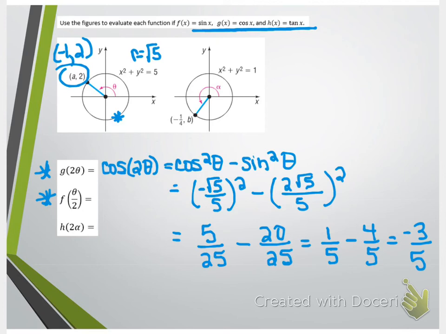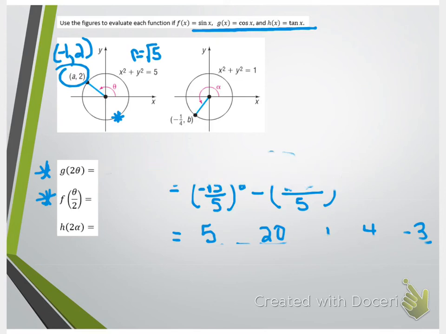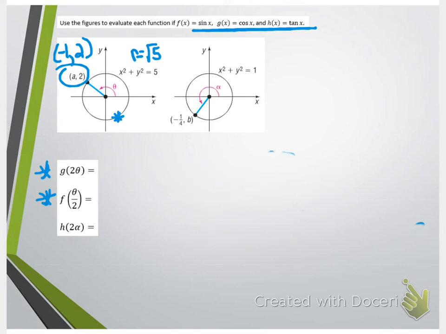Right, and let's do that half angle formula. All right. Okay, so f was defined up at the top to be the sine function. So this one is actually asking us to find the sine of theta over 2. Okay, so what's your formula? What quadrant are we in? We're in the second quadrant. Sine value is going to be positive.